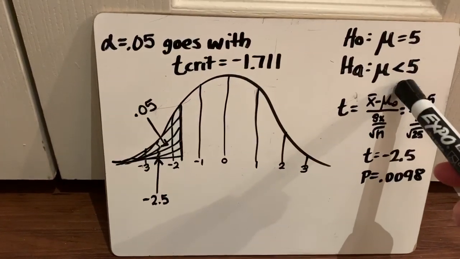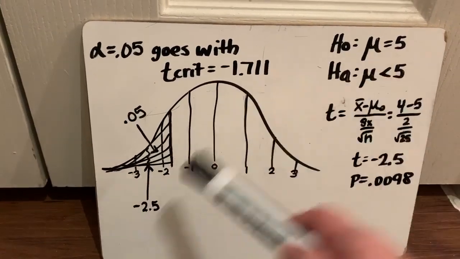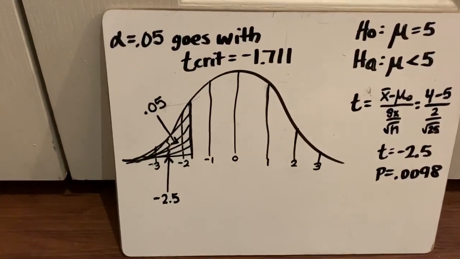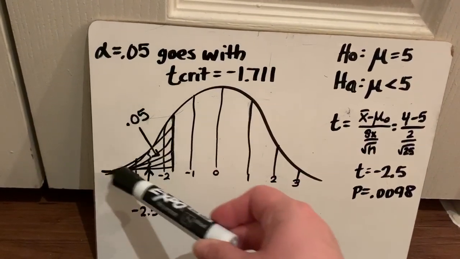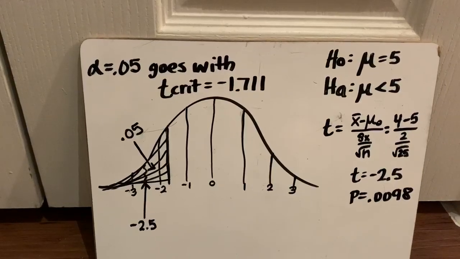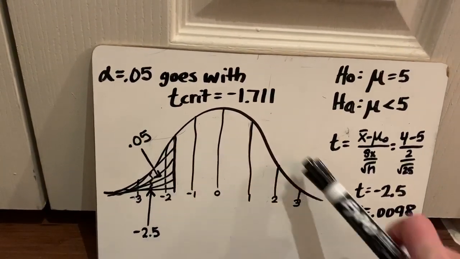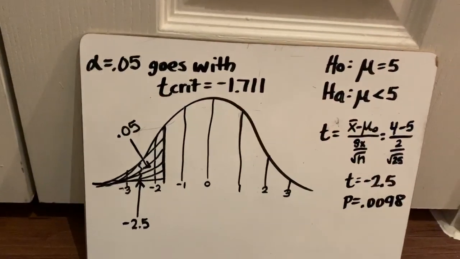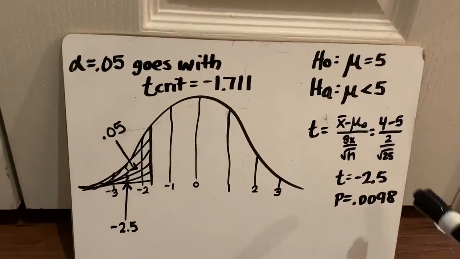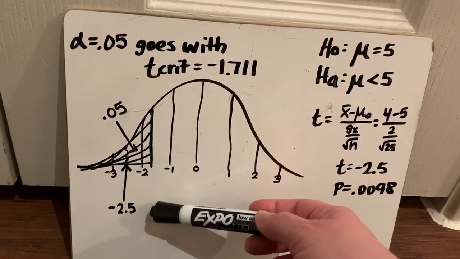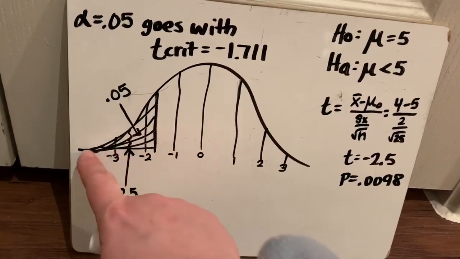Remember, that's because we have a less than alternative hypothesis. Everything to the left of that would have an area of 0.05. So anything in that shaded region would be rejecting the null hypothesis, but anything in this wide open region would be failing to reject the null hypothesis. So that's the t critical at negative 1.711, that represents the 0.05.